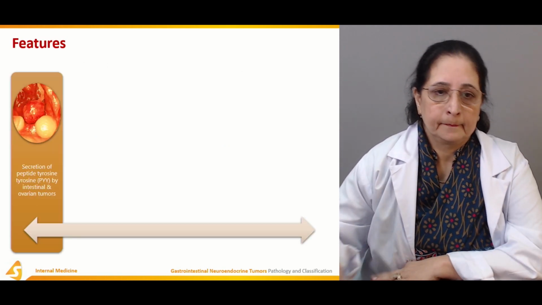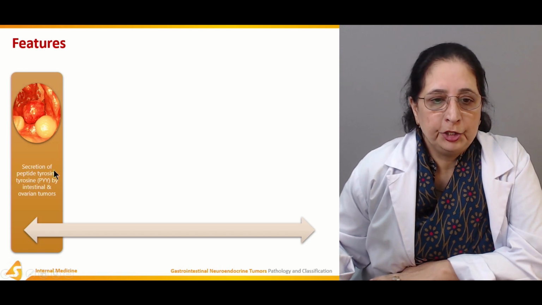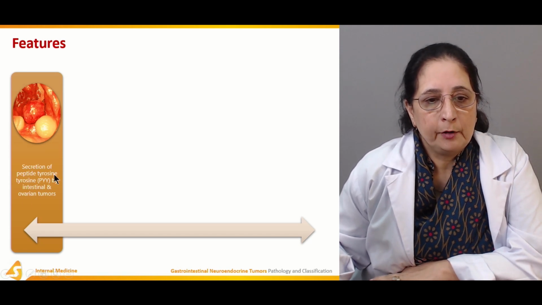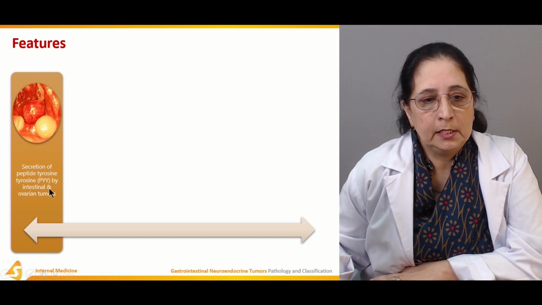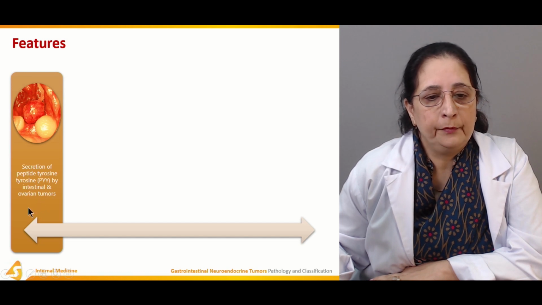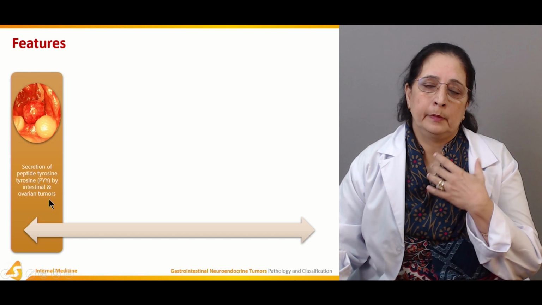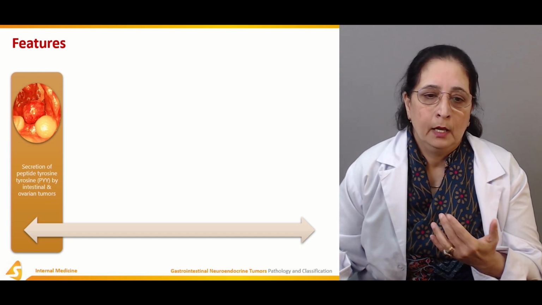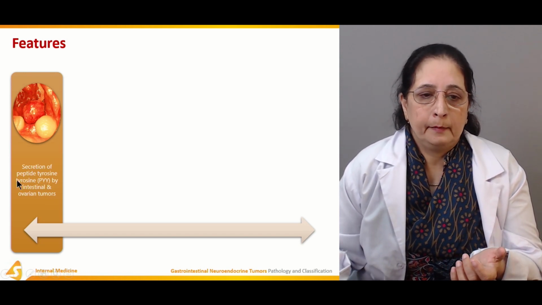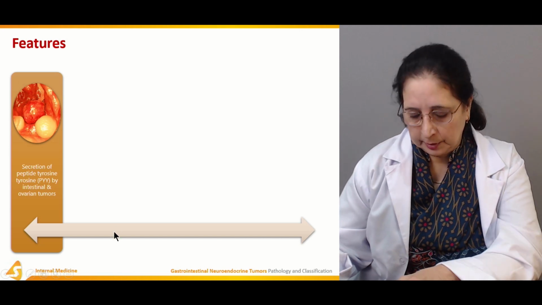Features are secretion of peptide tyrosine by intestinal and ovarian tumors. So there is secretion of peptide tyrosine.